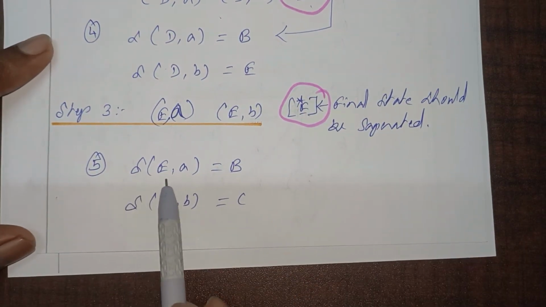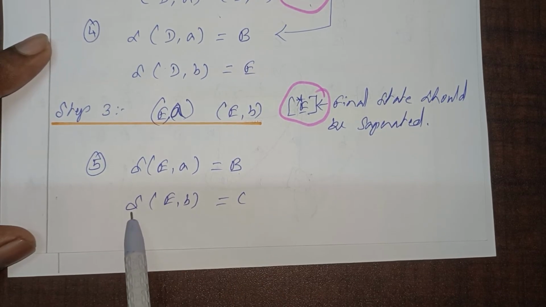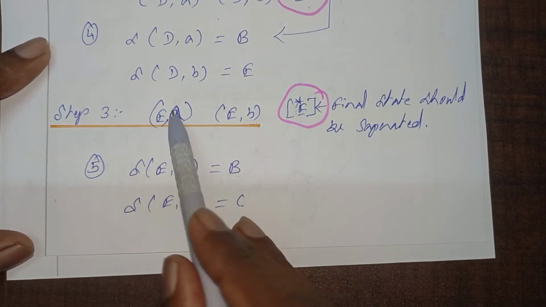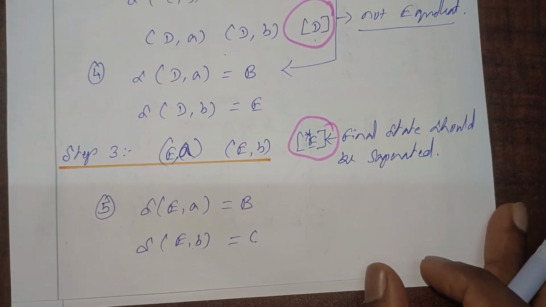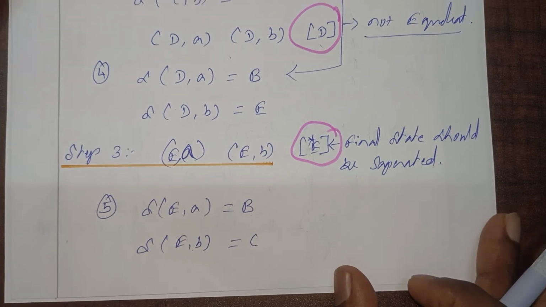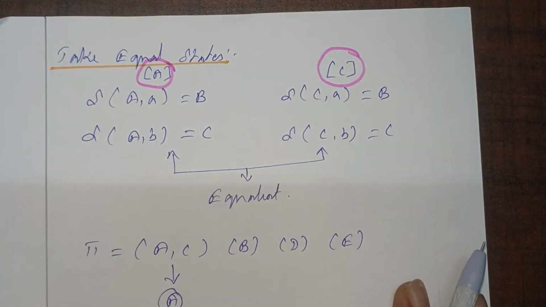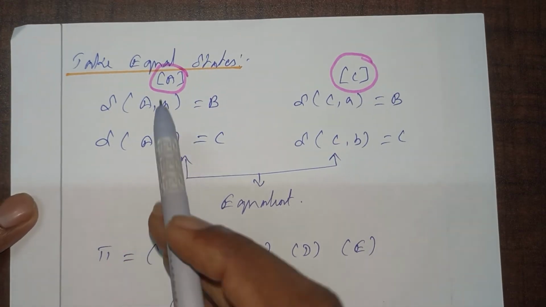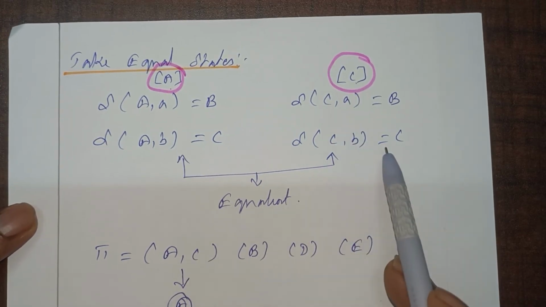Now you can check it, lambda of capital E comma small a leads to the destination state called B, and lambda of E comma small b leads to the destination state called C. Now I am not going to compare this E with any other state. That is the criteria and that is the formula. That is the exact note we need to have over here, right? Let me take you to the next level. Now take the equal states, right? I am going to take which are the equal states here. You can see capital A is a state and capital C is another state which gives the same output.